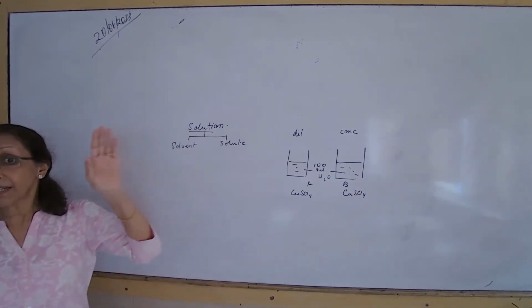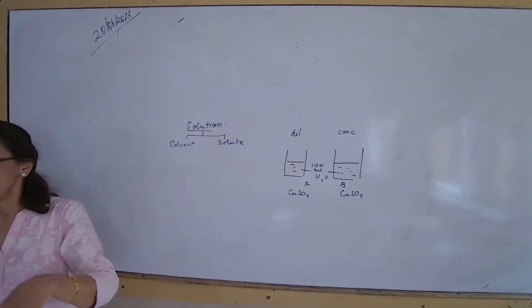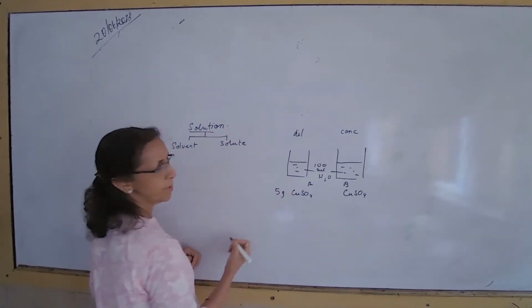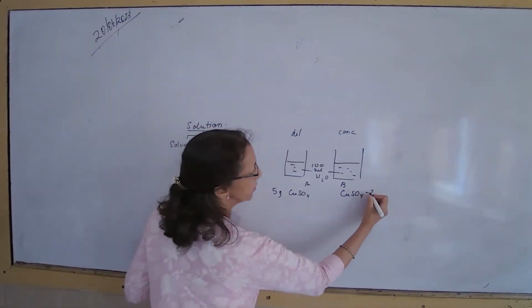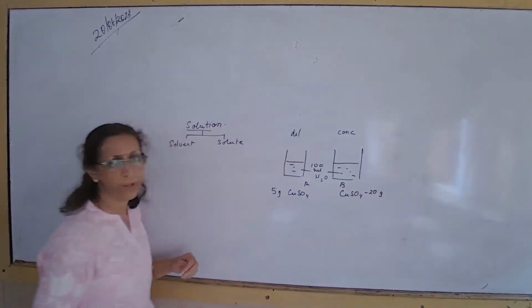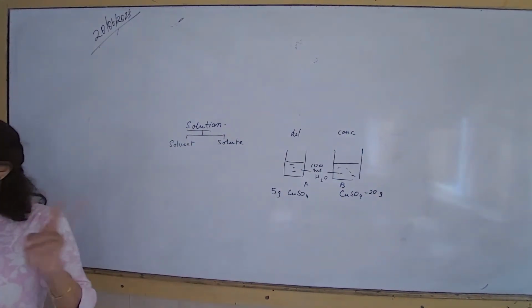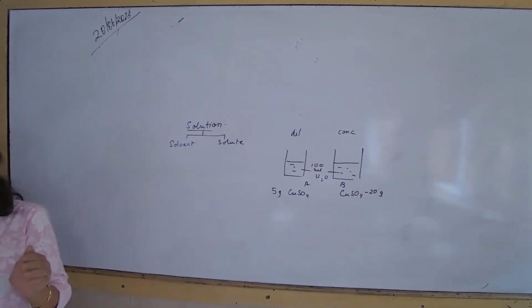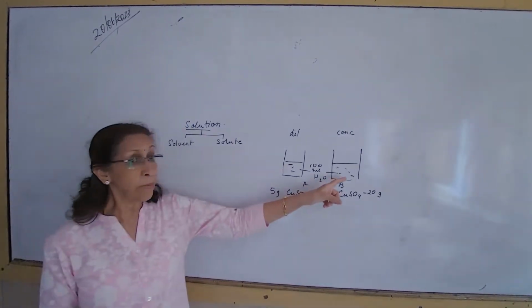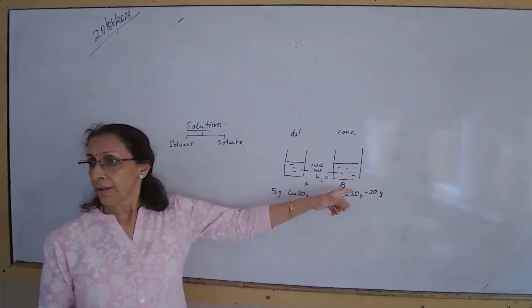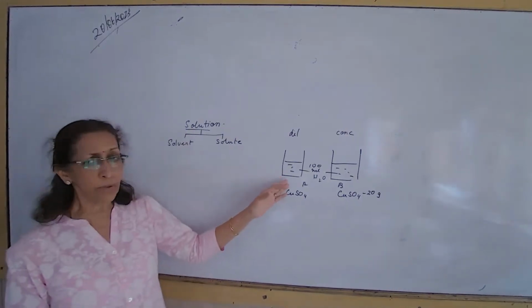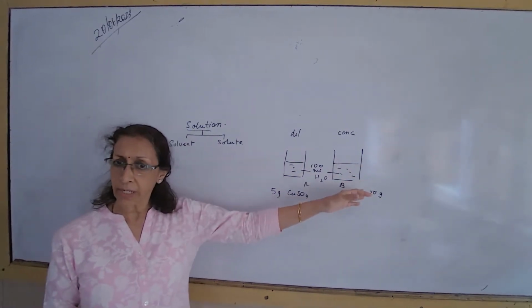But now I'm saying one is a dilute solution and the other is a concentrated solution. Let us see what is the difference. Here I'm putting only 5 grams of copper sulfate. Here let me say I'm putting 20 grams of copper sulfate. Did you understand the difference now? Why has it become a concentrated solution? Visually you can make out because this color will be much darker blue. Here it will be light blue. So visually you can make out that one is a dilute solution and the other is a concentrated solution.